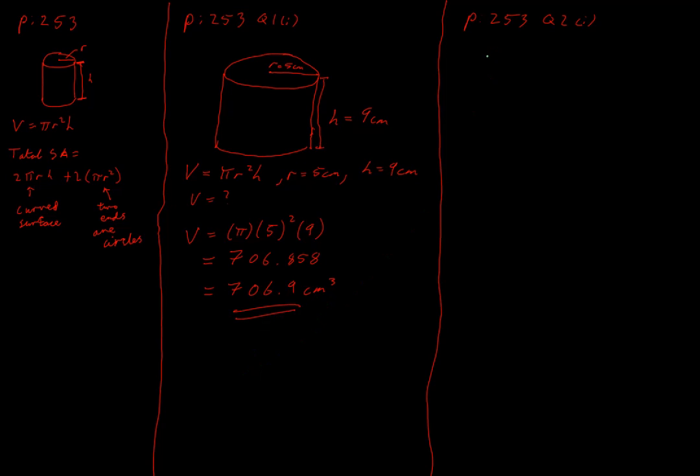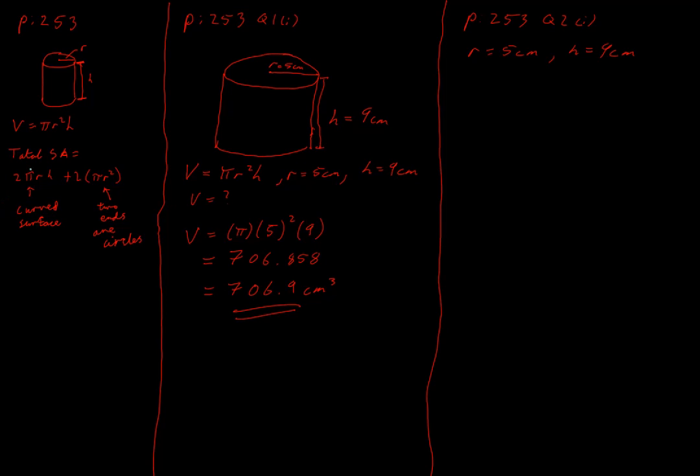Now if we look at question 2, it asks us to take the same shape. So I have my same sketch here. I still know that r is equal to 5 centimeters and my height is equal to 9 centimeters. Again, in question 2 part 1 it tells you you have the same shape as in question 1 part 1, but now we're looking for the total surface area. So if I hear total surface area, I'm going to remember that I have this formula here.